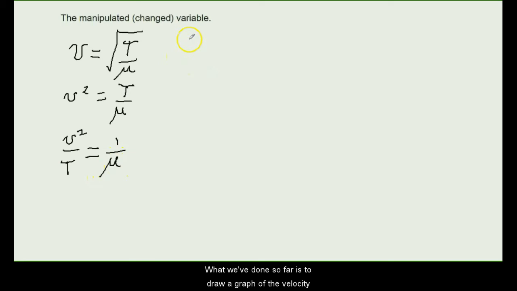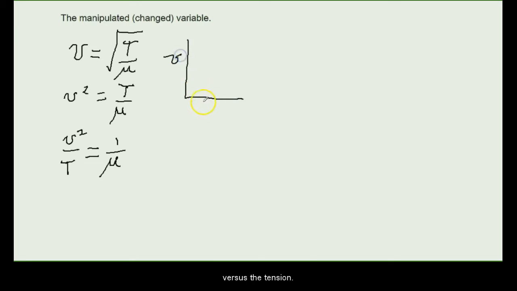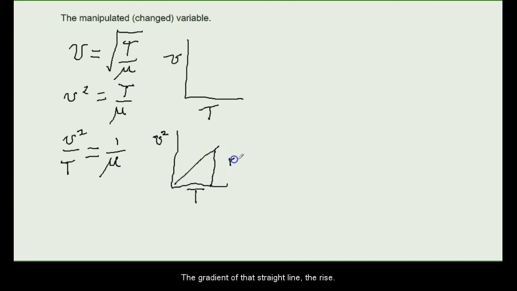What we've done so far is draw a graph of the velocity versus the tension. If we draw a graph of the velocity squared against the tension, what we should expect is a straight line. The gradient of that straight line, the rise over the run, should be 1 over the linear density.